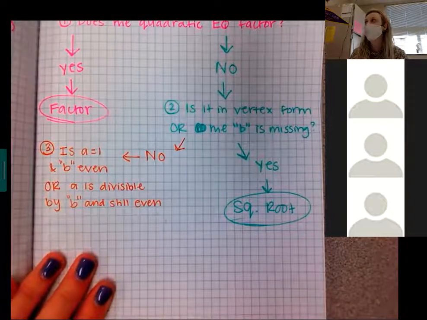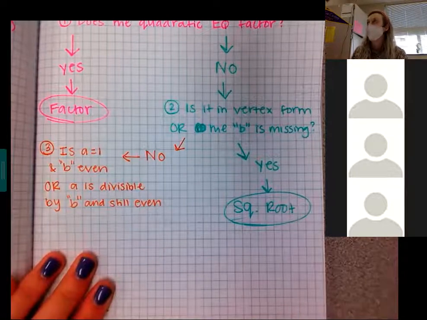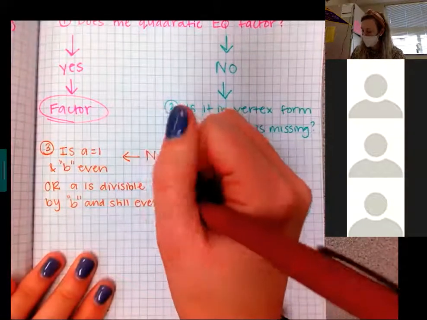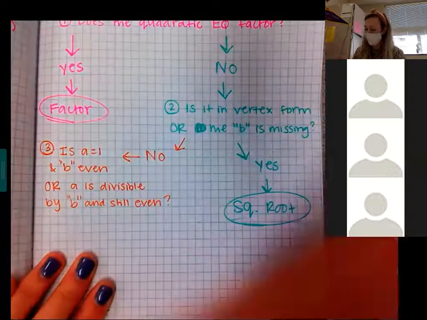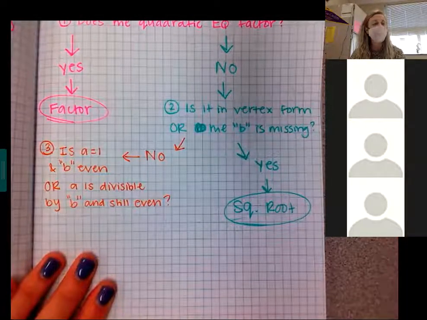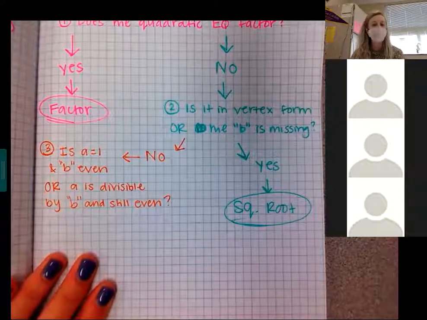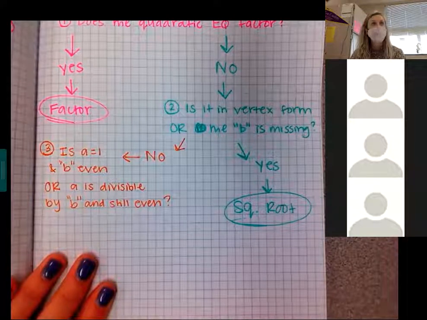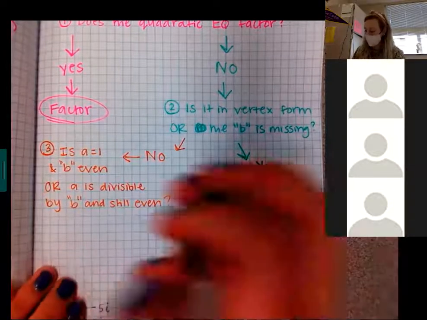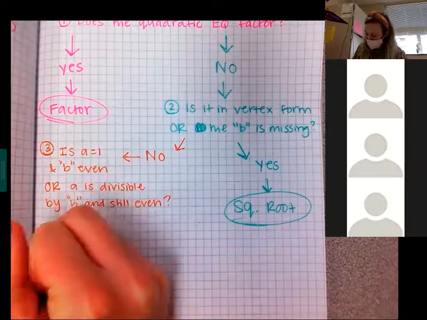So I'll give you a second to write. If A equals 1 and B is even, or A is divisible by B and still even, what method should we use? Completing the square. Good, Haley. If your answer is yes, you're going to complete the square.